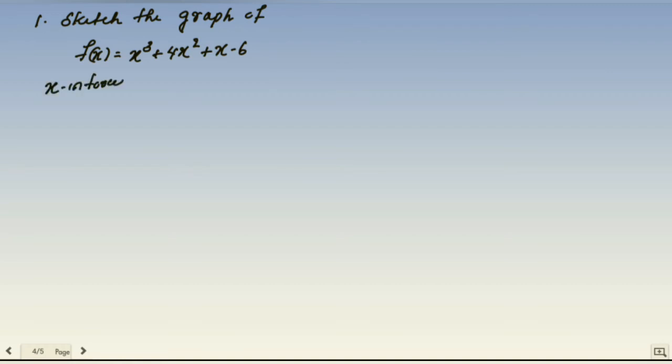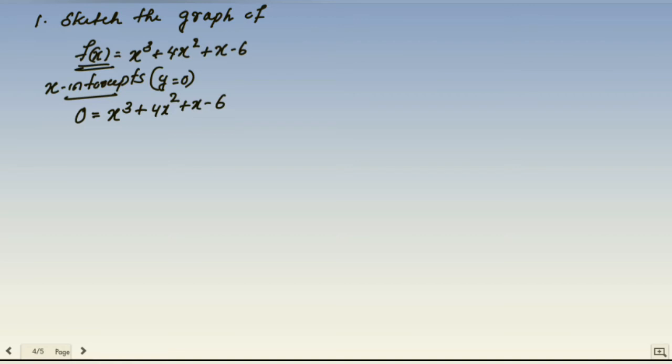X-intercept. How do you get the x-intercept? Put y equal to 0 in the main function. That is, f of x becomes 0, because you know that y and f of x are the same. That is 0 equals x cube plus 4x square plus x minus 6. Now you have to solve and find the x values.